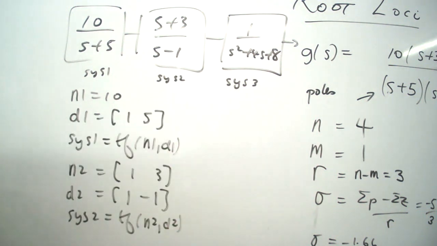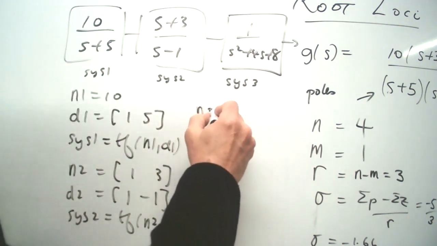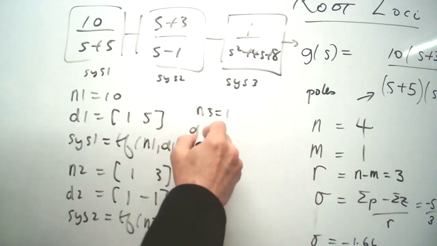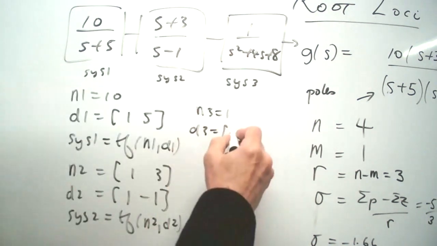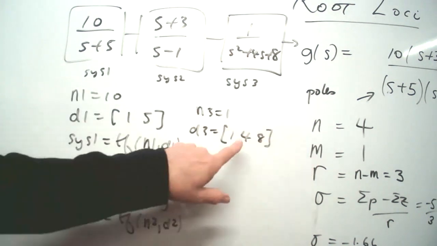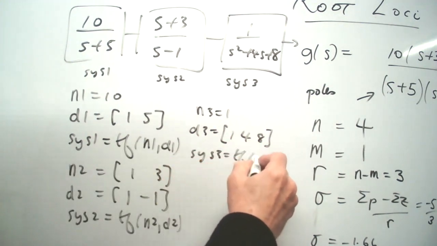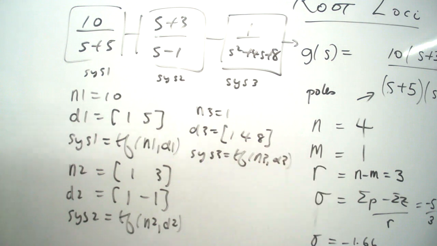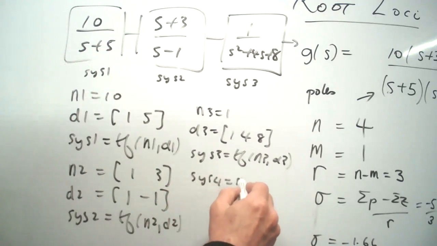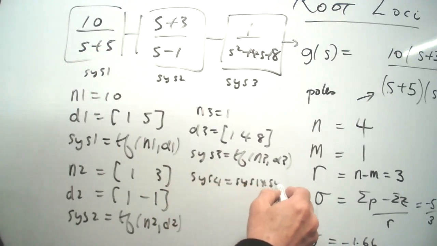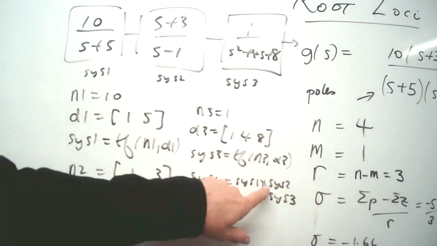I'll put the rest of the code here for you. Then put this one in: n3 equals 1, and d3 equals 1 4 8. Although it's a polynomial, remember to put some spaces in there, 1 4 8, and then sys3 equals tf(n3, d3). Then we multiply the three together by saying sys4 is sys1 times sys2 times sys3. That would all be on one line.